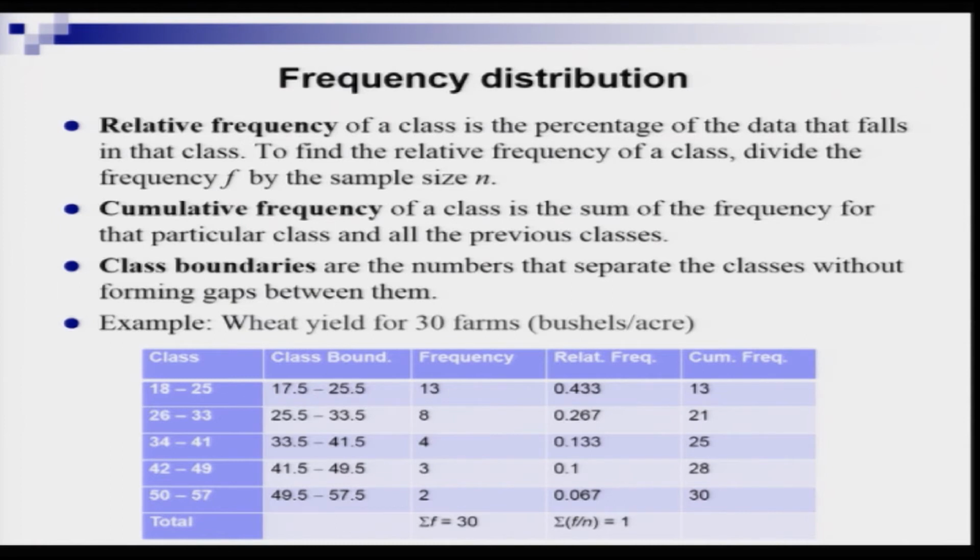A cumulative frequency of a class is the sum of the frequency for that particular class and all the previous classes, okay. So, the next concept is class boundaries, and these are the numbers that separate the classes without forming gaps between them. Because if you remember the way I talked about construction of the lower class limits and upper class limits, if you take two consecutive classes, then there is a gap of 1 between the upper class limit of the preceding class and the lower class limit of the following class, right. So, if you are looking for continuity, then you have to do something, and class boundaries actually will help you to get the continuity in the table.